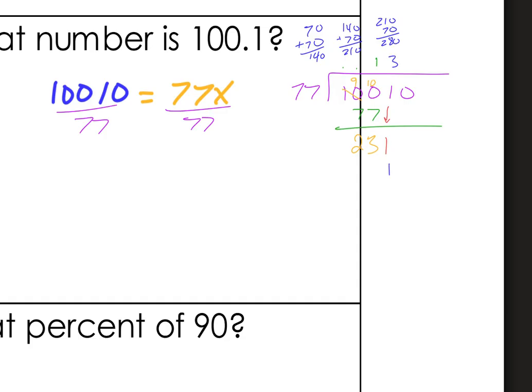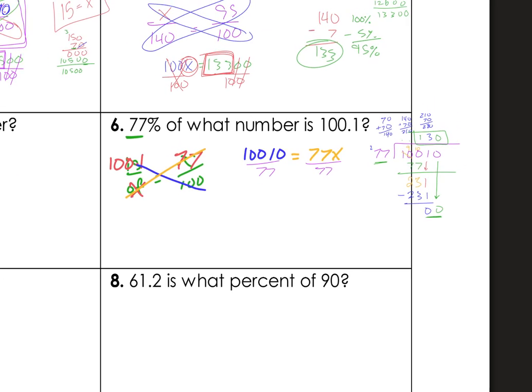3 times 7 is 21, but plus 2, I get 231. Oh my goodness. We get 0. Now here's how I screwed up again, is I stopped there. But hold up, this 0 needs to drop down. And you actually have to ask, how many times does 77 go into 0? It's 0 times. So the answer is 130. 77% of 130 is 100.1. So that is our answer.